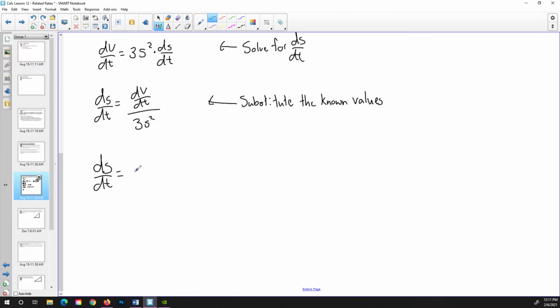We know that dv over dt is 15. We know that s is going to be 10. And so if I simplify that, I'm going to get 15 over 300. And if I am not mistaken, 15 goes into 30 twice. So I'll have 1 over 20 centimeters per minute, which is pretty slow.